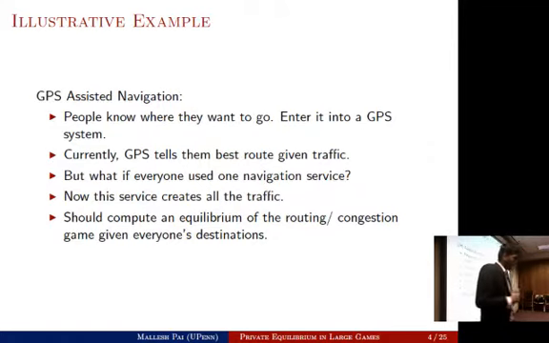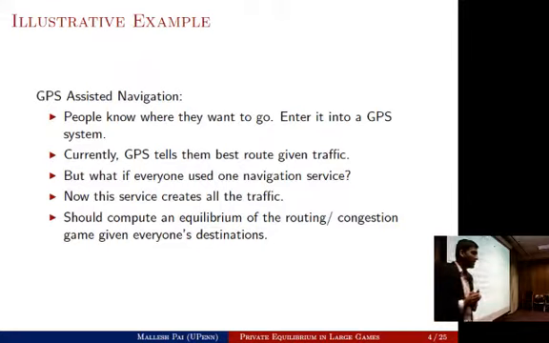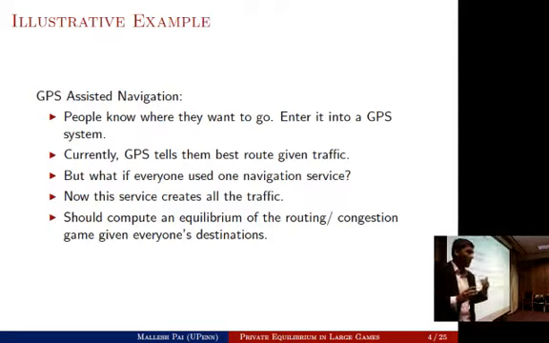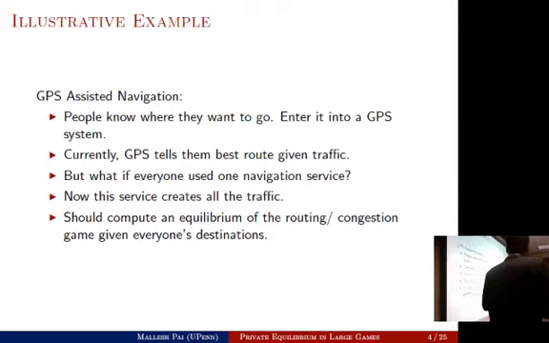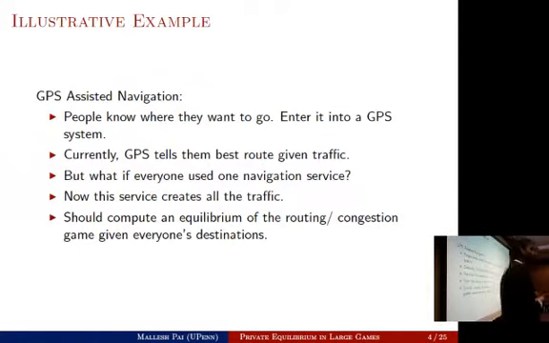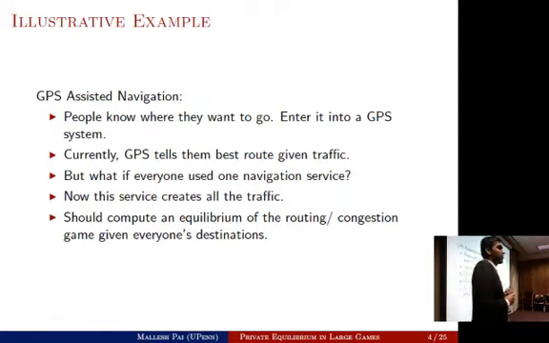Here's an illustrative example. I don't want to say motivating, but it should explain the enterprise that we're trying to get into. Think about GPS-assisted navigation. Each of you has a phone. You know where you want to go. You enter it into your phone. Your phone looks up directions. Currently what your phone is doing is getting data about what the traffic on all possible routes to your destination is and giving you the best route given the current traffic. Let's think about a hypothetical world in which everyone used one navigation service. Everyone has coordinated on Google Maps, Apple Maps having ruled themselves out of consideration.